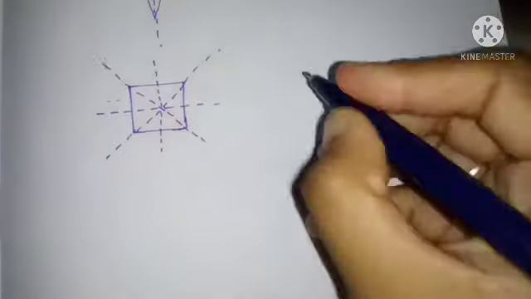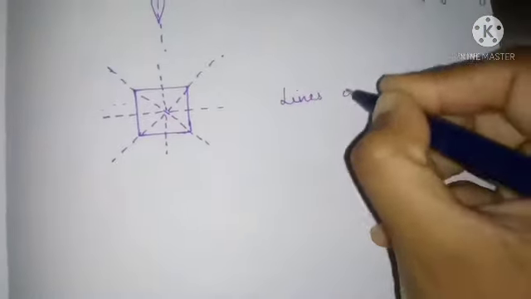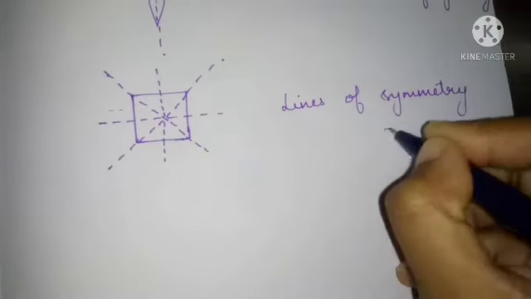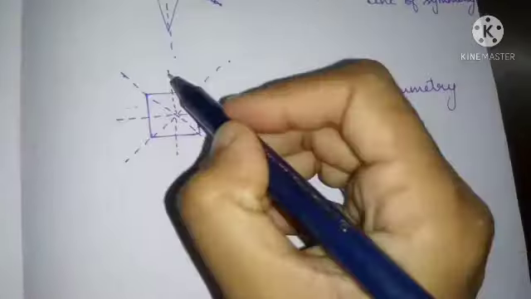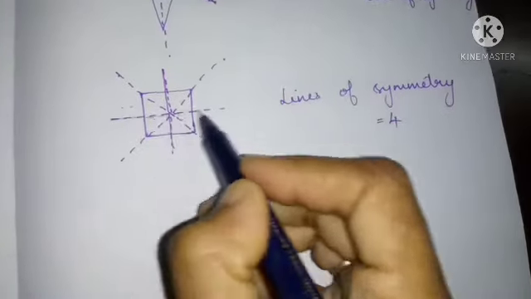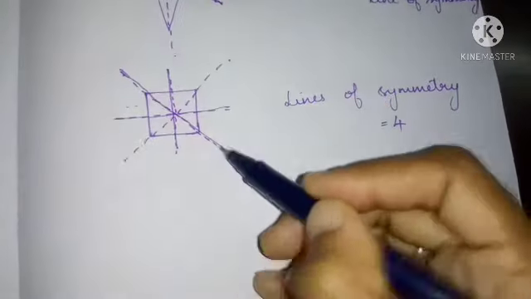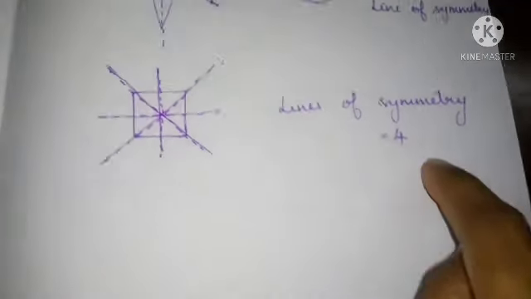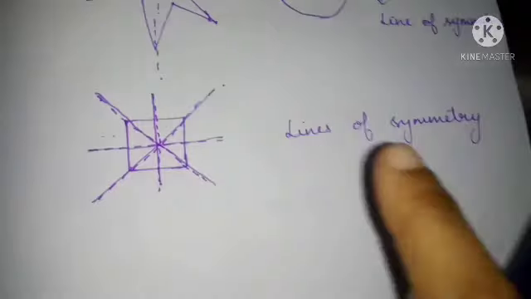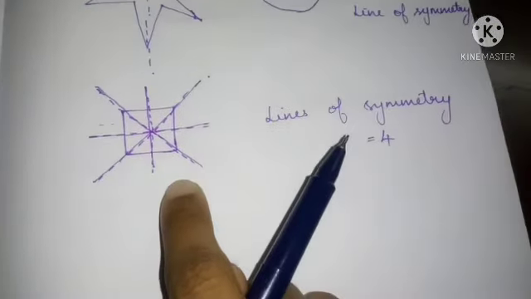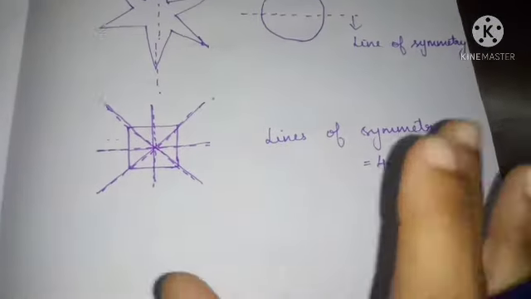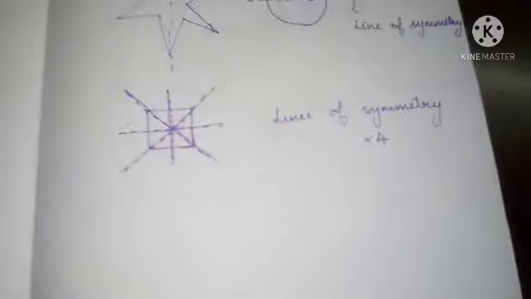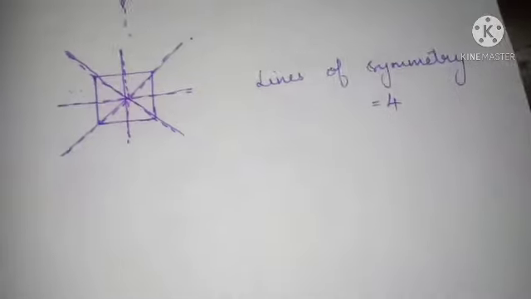So how many lines of symmetry are there? The lines of symmetry for a square is 4. 1, 2, 3, 4. So totally 4 lines of symmetry you can draw maximum to the square to make that symmetrical. Okay, so for each diagram whatever they have given, we are supposed to find the lines of symmetry.